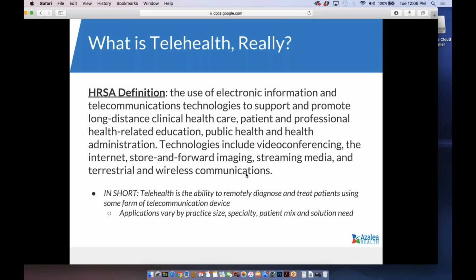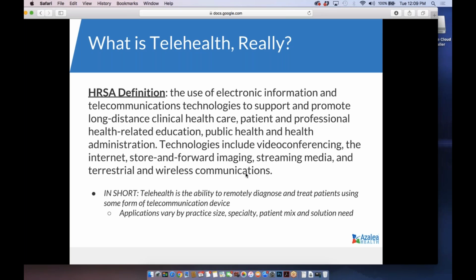So what is telehealth? I'll let you all read the HRSA definition. Obviously, in short, it's just the ability to remotely diagnose and treat your patients using some form of telecommunication device. The applications are very different depending upon the practice, the size, and certainly in the last 3 or 4 years, the technology has evolved significantly.